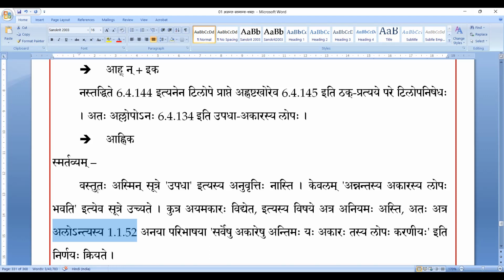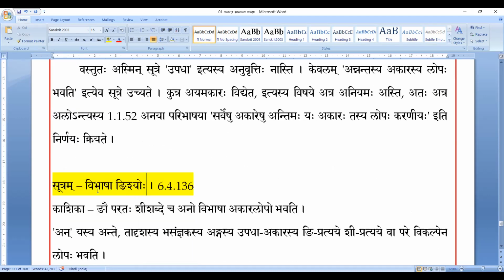Otherwise, this sutra results in the making of the lopa of any Akara in the Anga. So it can be interpreted like this because there is a niyama. Anantasya Bhasanikasya Angasya Akara becomes Lopaha means not that some other Akara in the Anga can become Lopaha. That should not happen. That is why Alontasya Paribhasha applies, that the last Akara, at the end, the last Akara of the Anga ending with An, that Akara will become Lopaha.